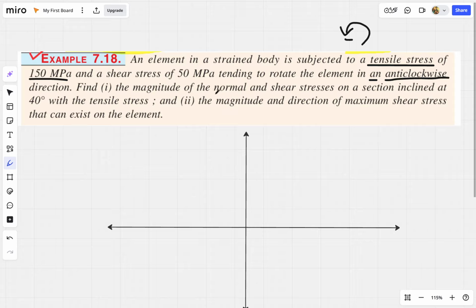First, the magnitude of the normal and shear stresses on a section inclined at 40 degrees, that means we have a theta of 40 degrees with the tensile stress. Second, the magnitude and direction of the maximum shear stress that can exist on the element.